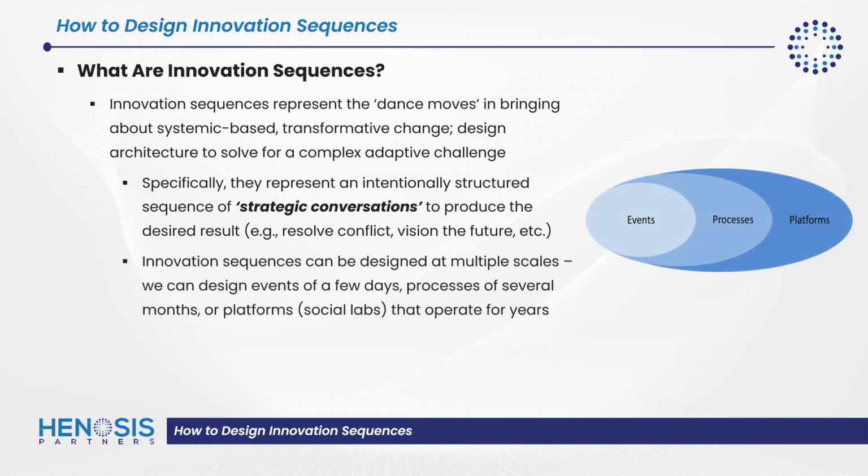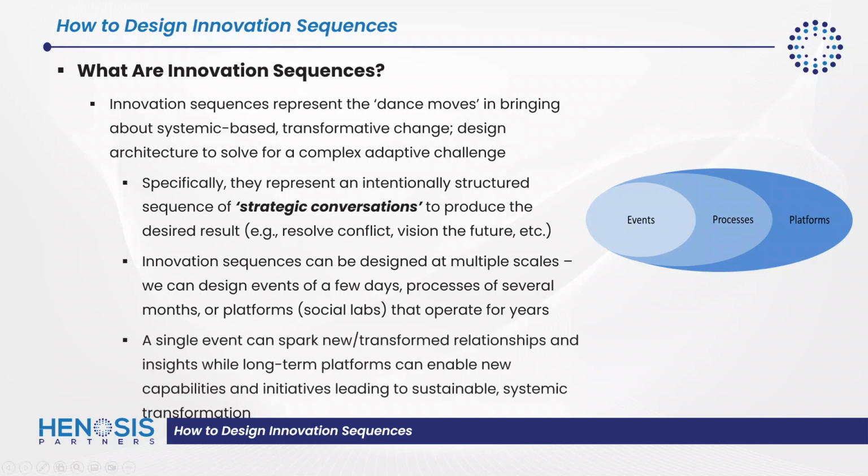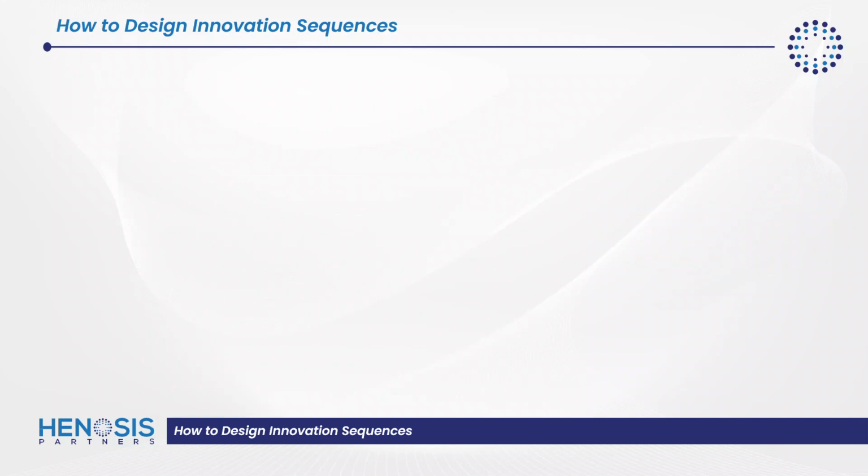Innovation sequences can be designed at multiple scales. We can design events of a few days, processes of several months, or platforms that operate for years. And a single event can spark new or transformed relationships and insights, while longer-term platforms can enable new capabilities and initiatives leading to sustainable systemic transformation.